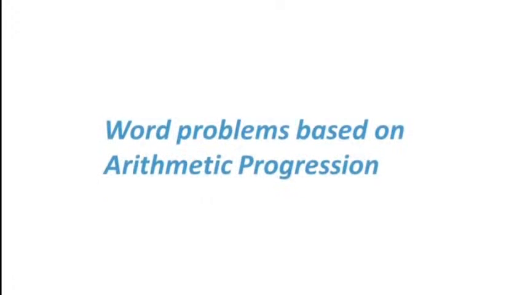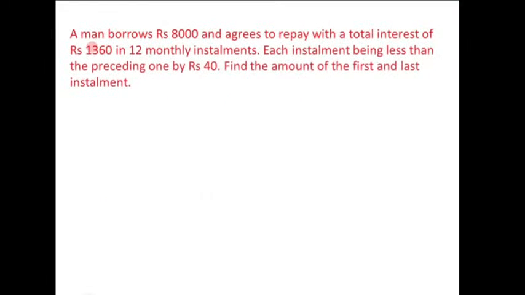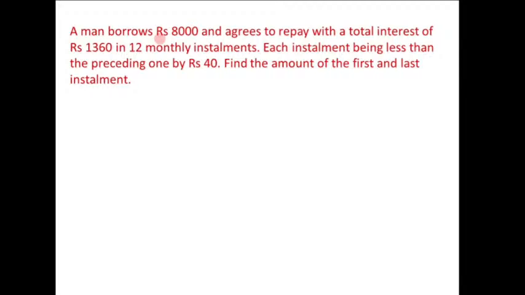Hello students, let us solve another example based on the arithmetic progression. Question is, a man borrows rupees 8,000 and agrees to repay with a total interest of rupees 1,360 in 12 monthly installments, each installment being less than the preceding one by rupees 40. Find the amount of the first and the last installment.